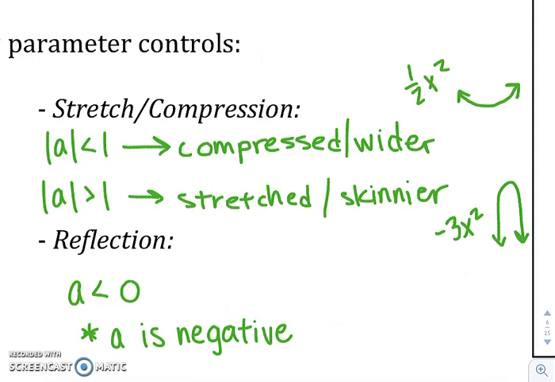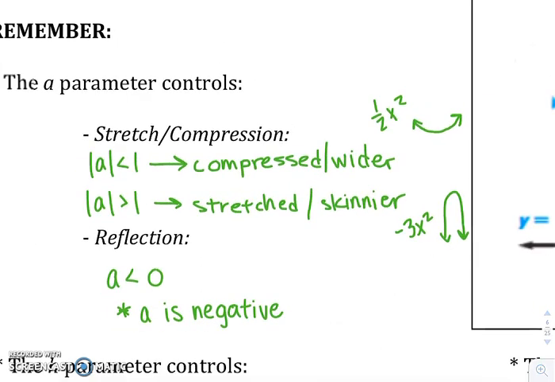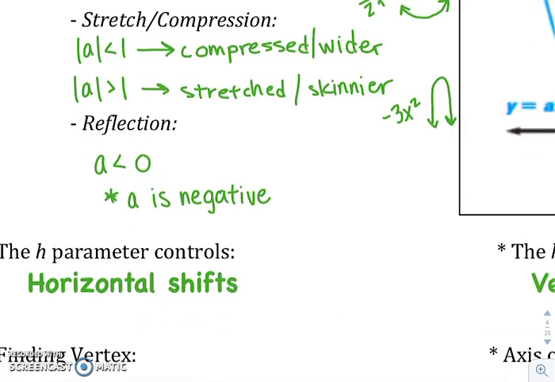So when a is negative, or less than 0, that's when it's reflected. So that's when your parabola opens down, because it's really reflected over the x-axis.